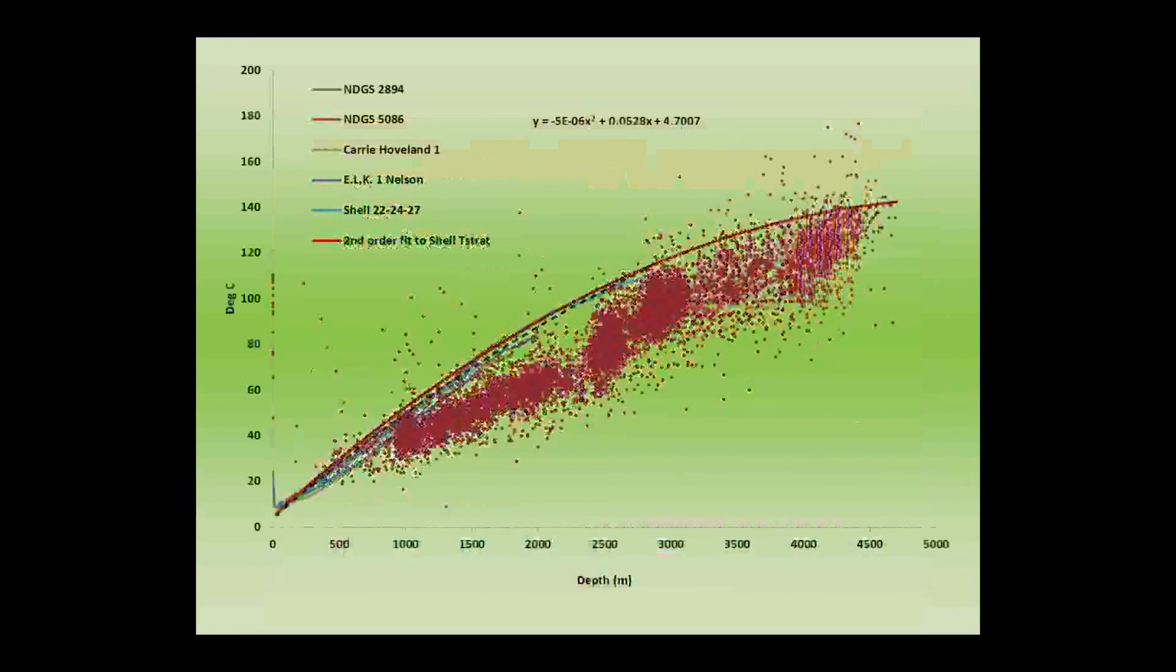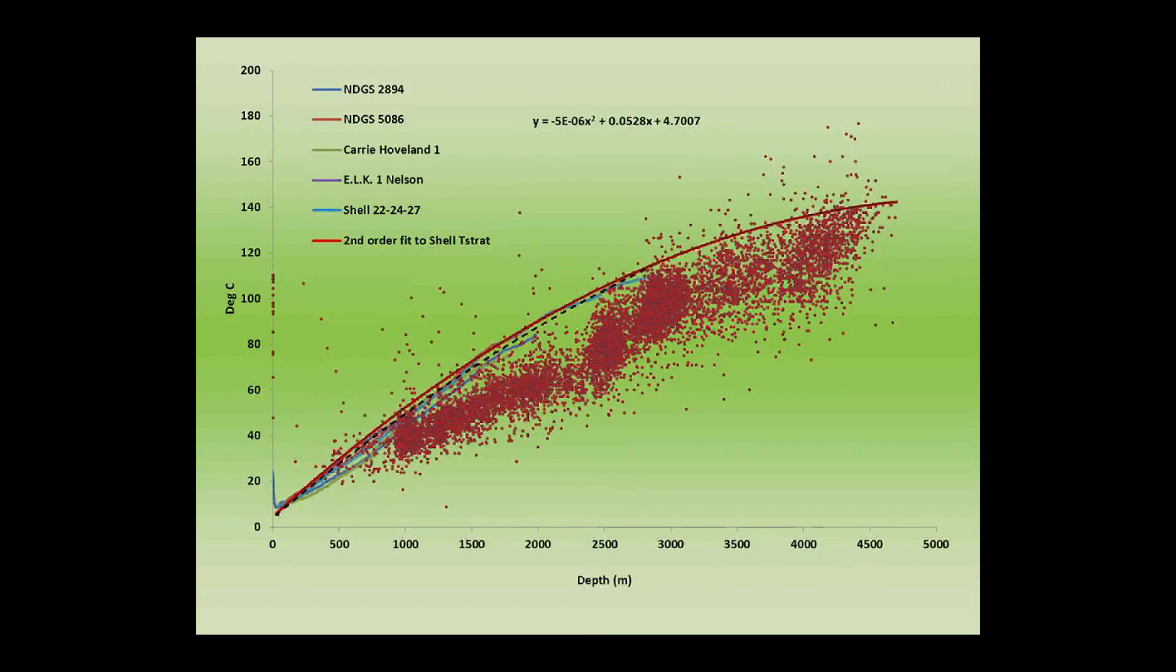Now here's a plot of all of the bottom hole temperature data versus depth. And I also have up here temperature logs in 5 deep wells. You can just see them a little bit on the left-hand side, and they're in different colors. And then I have a second order fit to our T-strat calculation, which seems to give a very good, accurate representation of what the temperature would be.